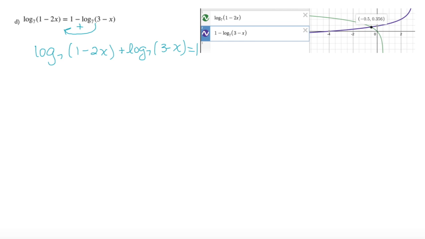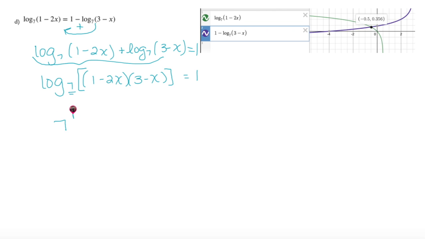Just like the last example, we can use the product rule to combine these into one logarithm of log base 7 of (1 minus 2x) times (3 minus x) equal to 1. Converting into an exponential, I have the base of 7 to the power of 1 equal to (1 minus 2x) times (3 minus x). Let's distribute to eliminate our parentheses.